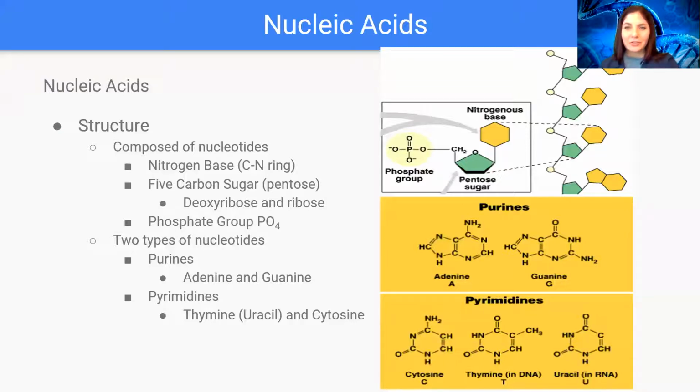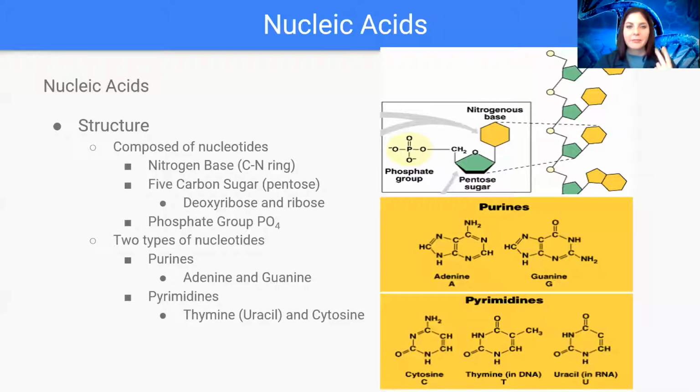So as far as the structure of nucleic acids, they're composed of nucleotides. So we have a nitrogenous base that's a carbon-nitrogen ring. If you look right here, we have these carbon-nitrogen rings, and that's what's going to compose that nitrogenous base. Now we also have a 5-carbon or a pentose sugar. So count them: 1, 2, 3, 4, and 5 carbons for that pentose sugar. We're also going to have a phosphate group, so phosphorus surrounded by 4 oxygens. And that's what makes up that sugar phosphate backbone of both DNA as well as RNA.